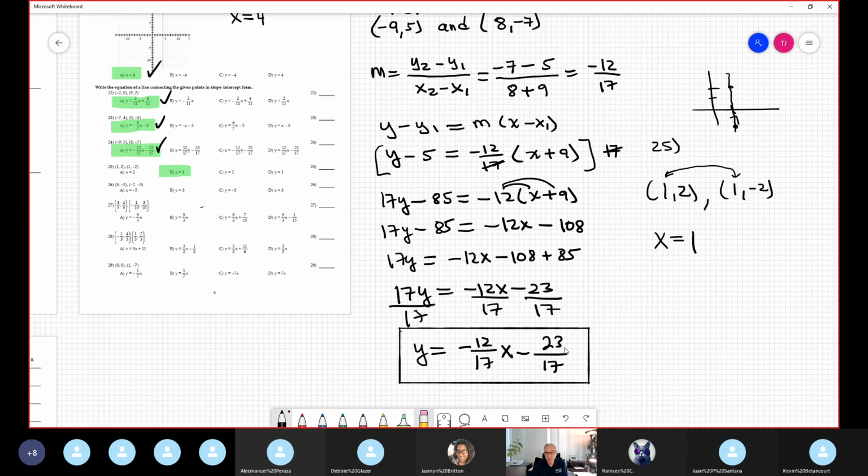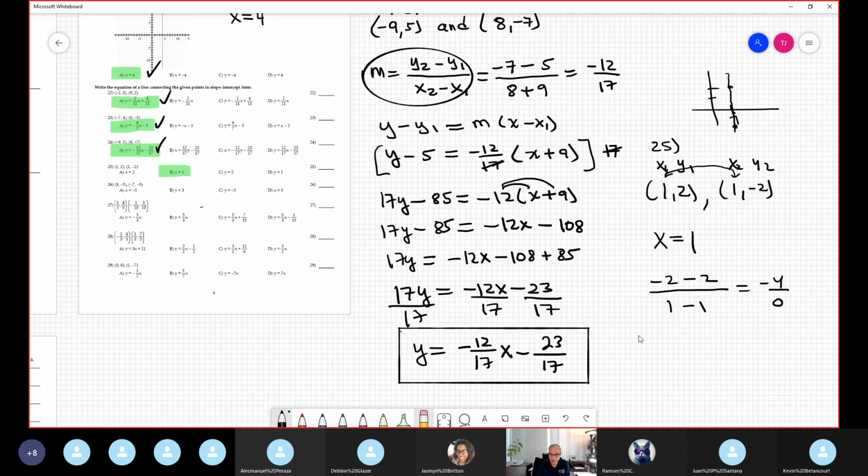However, suppose you don't see it, no problem, because when you compute the slope, this is x1, this is y1, this is x2, y2. So when you compute the slope using that formula, y2 is -2 minus y1 is positive 2. However, what's going on in the bottom? In the bottom we have 1 minus 1. And -4 divided by 0. You know very well, division by 0 is totally undefined.